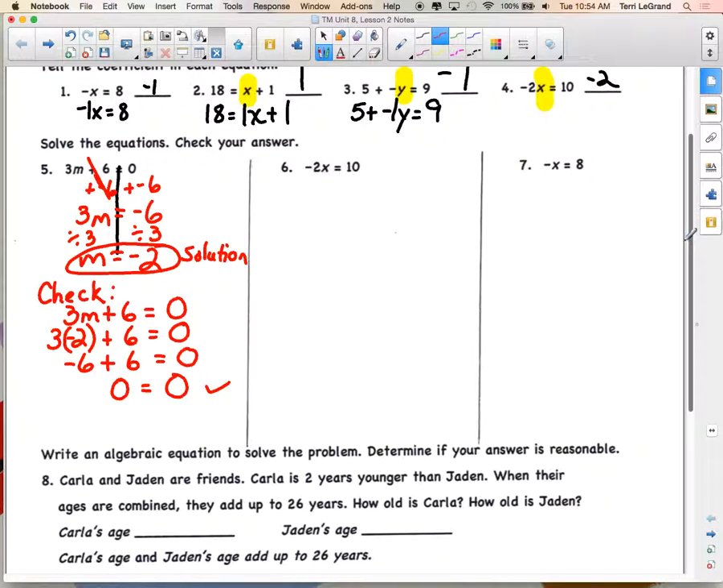Okay, let's move on to number 6 then. Anybody want to share with me what the coefficient is? What's the coefficient? -2. X is being multiplied by -2. So that's just making sure we think about that. Now let's say, is there anything I can do on just one side to make this equation ready to solve? Okay?